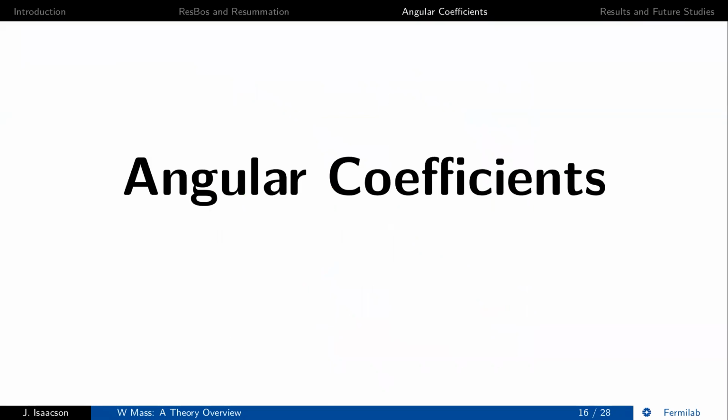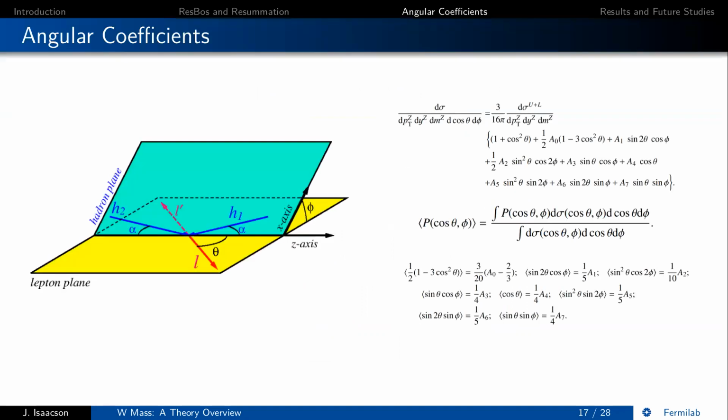One of the other major concerns that people have brought up in terms of criticisms of the CDF result was in terms of the angular coefficients. And what I mean by the angular coefficients here is that when you're doing these calculations, the leptons have angular correlations based off of the decay. And you can characterize them with this equation, where you have these A0, A1, and so forth, in front of these angular functions. And you can then project out these angular functions experimentally by calculating these moments, and experimentally extract what the coefficients are.